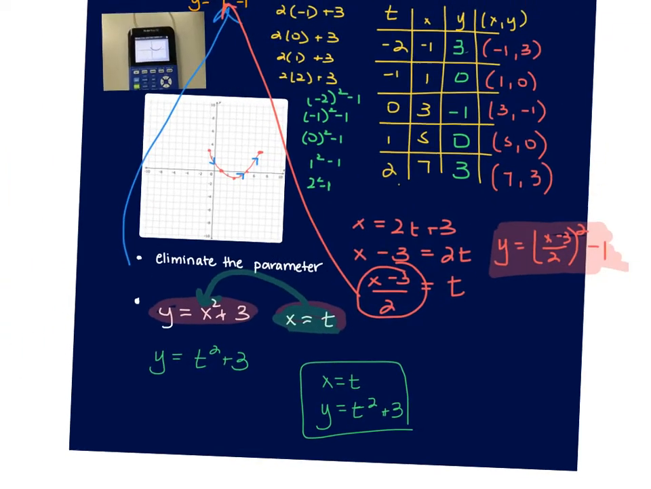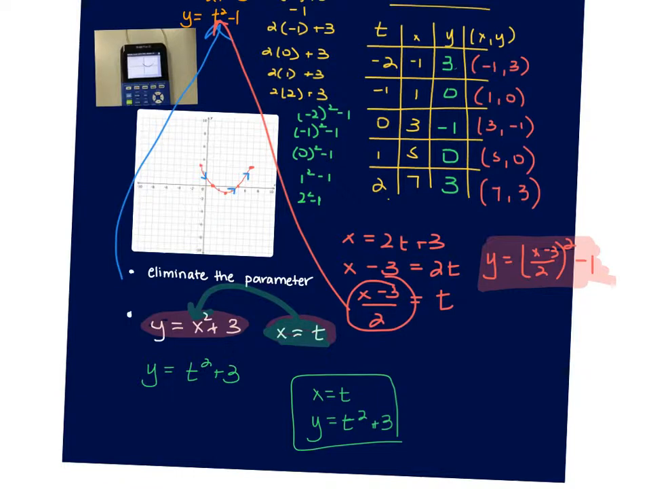So 3 different types of problems: graphing from the beginning, making sure we put the arrows on it; eliminating the parameter, where we solve one for t and plug it back in to get rid of the other one; and then the third kind, where you're given two equations, one that's rectangular, one that's not, and you want to make them into parametric. Questions on anything in 9.4?